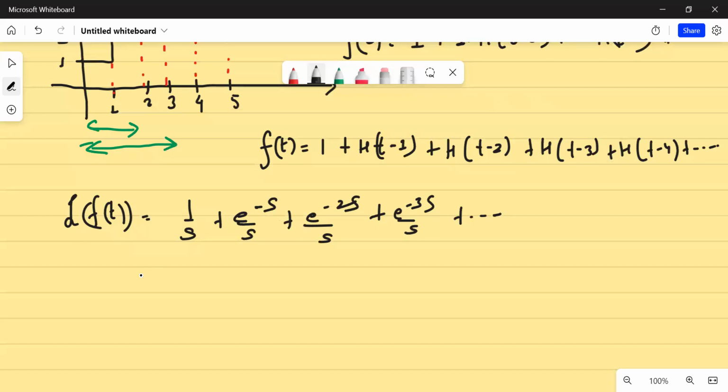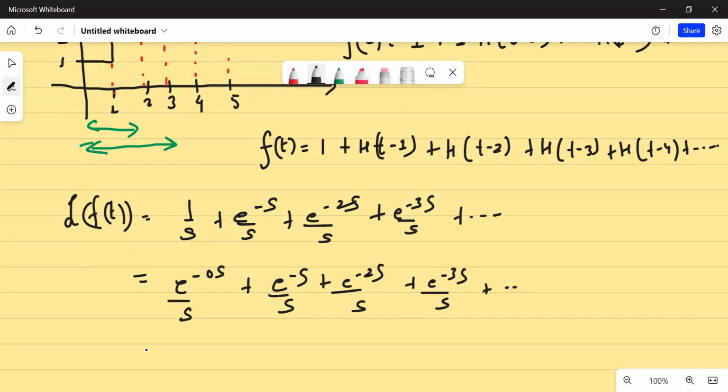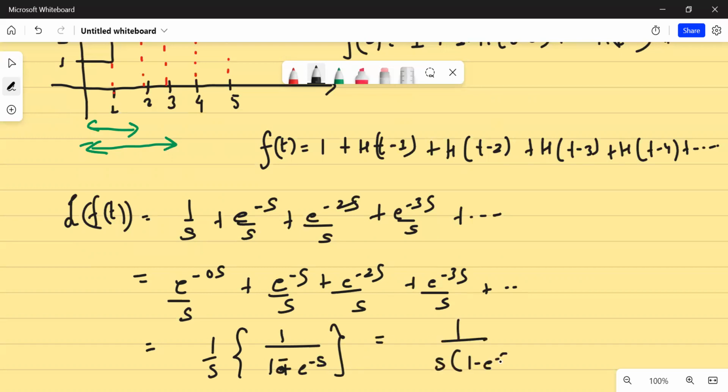Even if you use this, I think you can write this like this, right, e to the power minus 0 in this form. Okay, so the a term, take 1 upon s common, this is 1 upon 1 plus 1 minus e to the power minus s, and it is simply 1 upon s into 1 minus e to the power minus s. Is that fine?